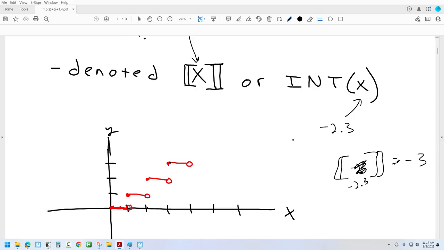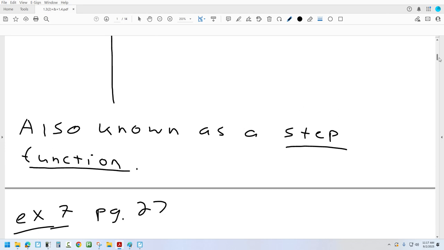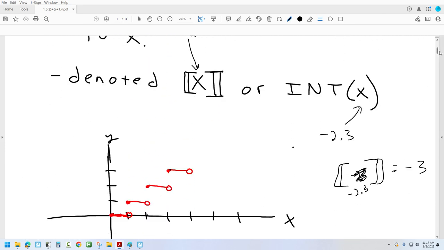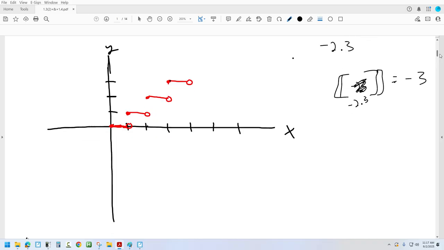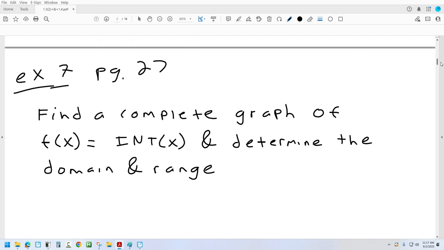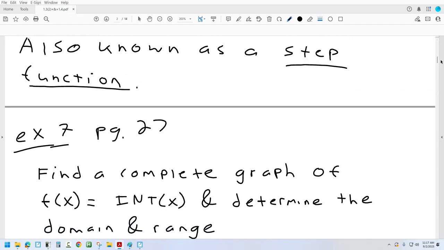Now, let's look at that and see if we can figure out these two things: the domain and the range. That's going to be example 7. It's also called a step function because it looks like a series of steps.